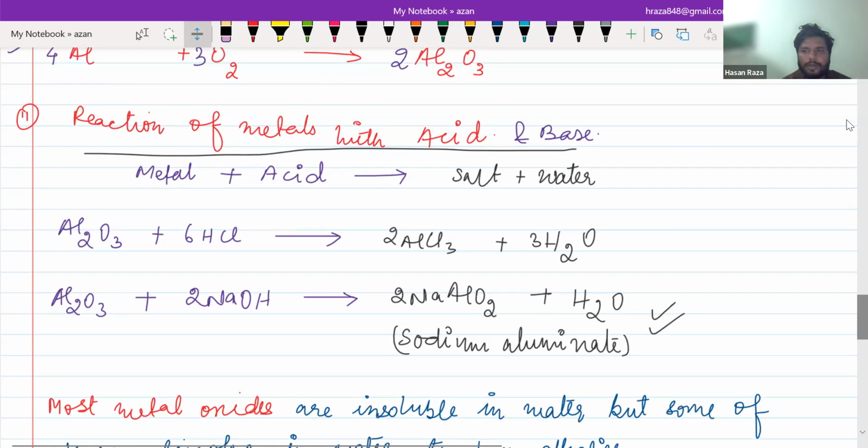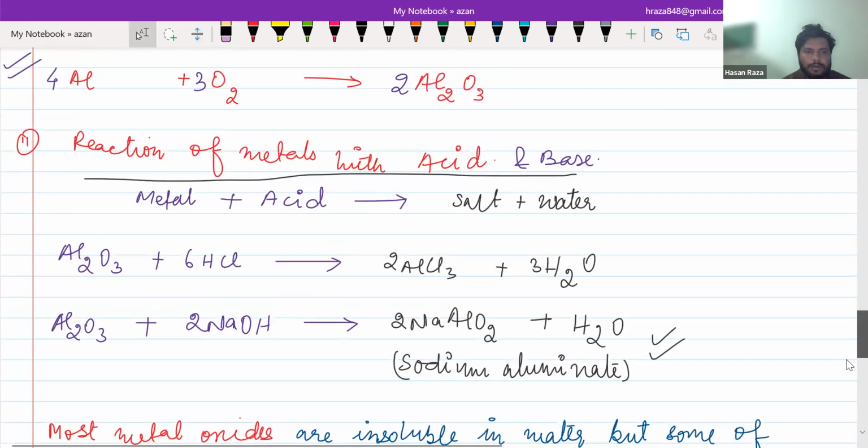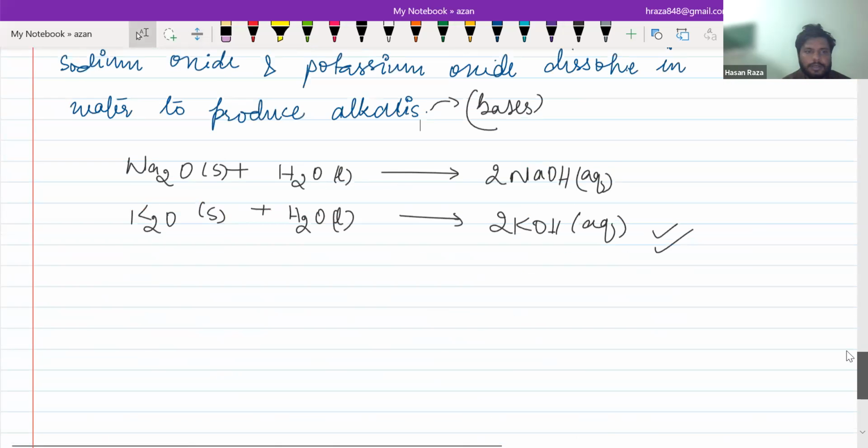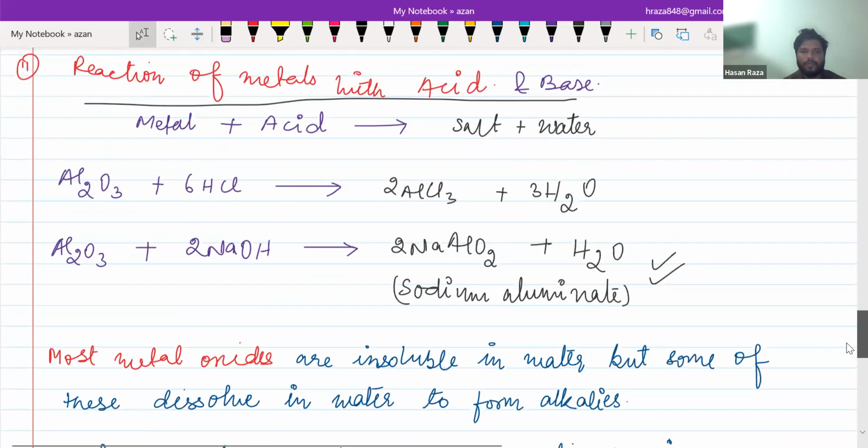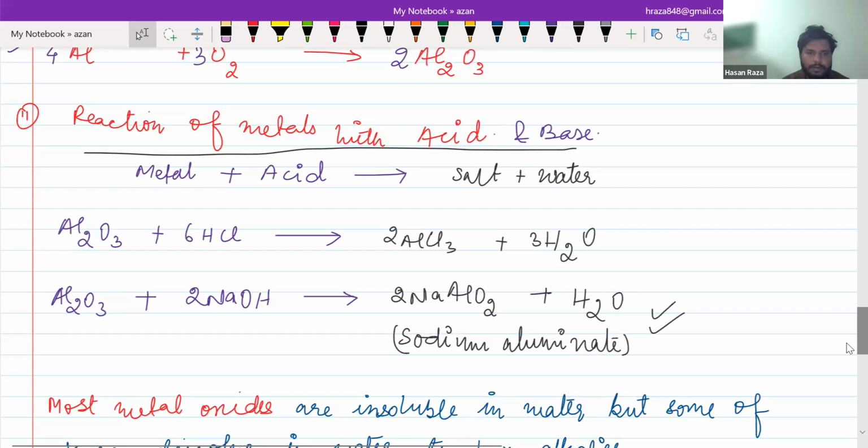So we had completed up to this reaction of metals with acids. So let's start the next topic.